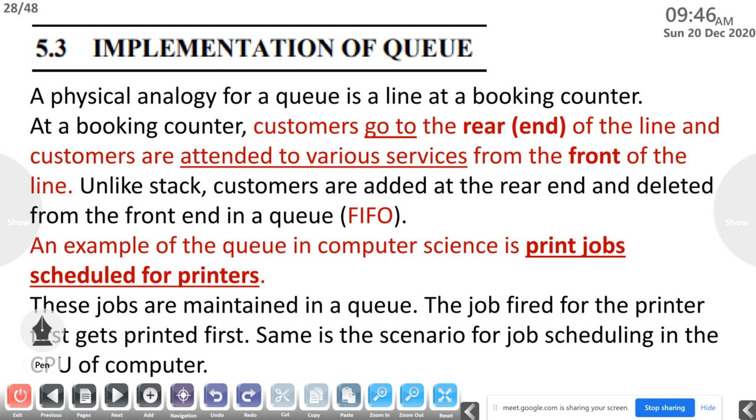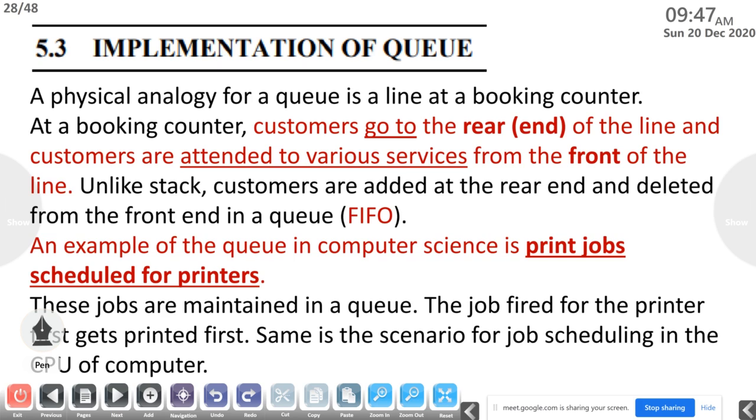So an example of the queue in computer science is print job scheduling for printers. These jobs are maintained in a queue. So many print jobs are coming from different computers in a network. What will happen? We have only one or two printers. So the coming prints will be queued. The job fired for the printer first gets printed first. The first print job coming from any computer will be printed out first through the printer.